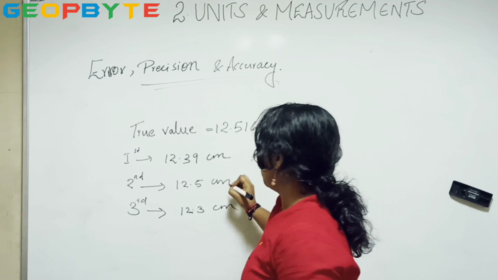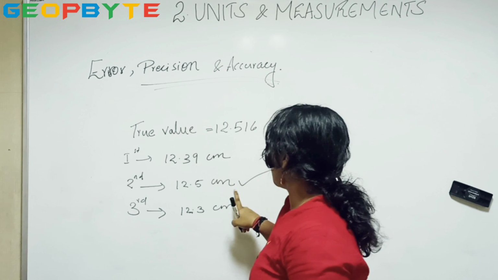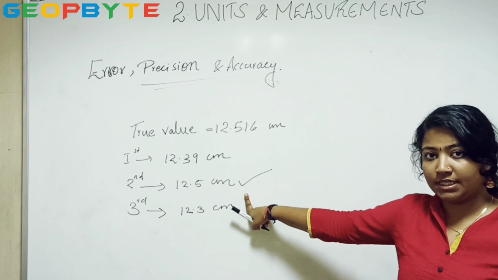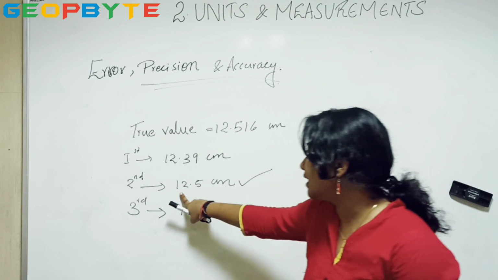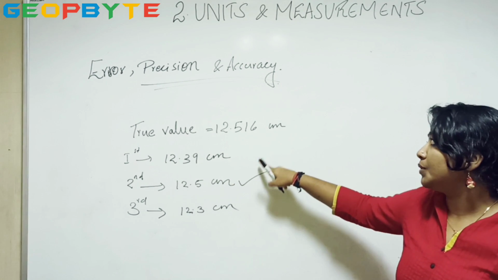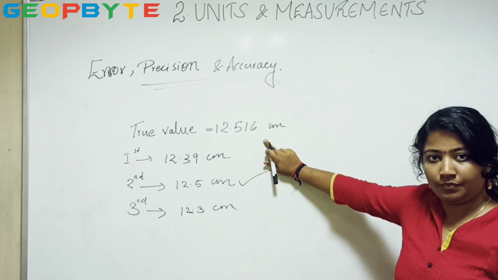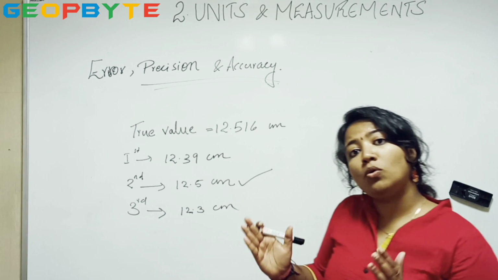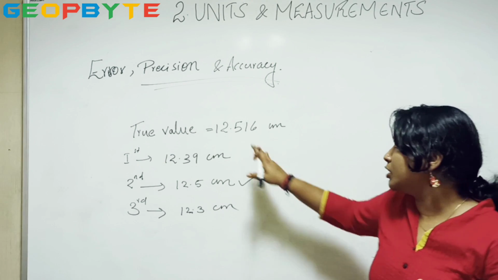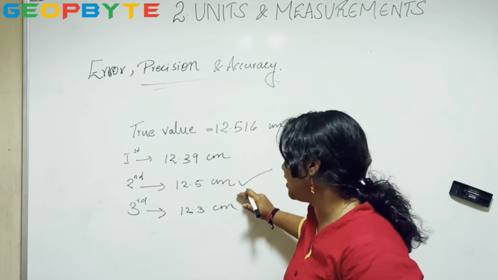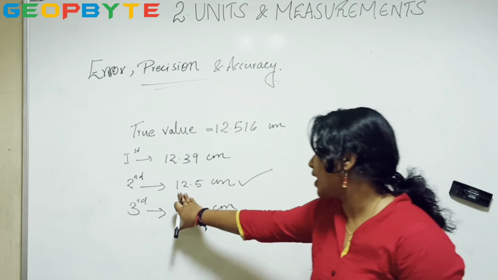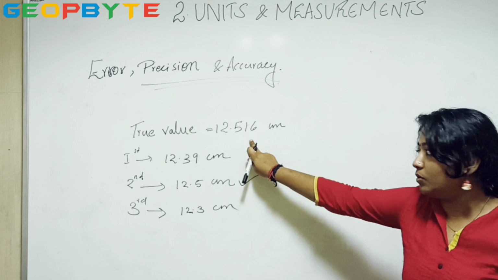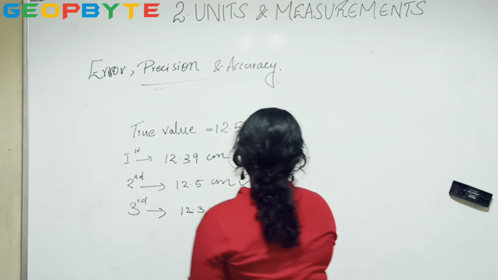Among these 3 people, who will be more accurate? The one who got 12.5 centimeter will be more accurate. Why? Because this is close to the true value. Accuracy tells us how close our value is to the true value. Among the 3 measurements, 12.5 centimeter is closest, so this is more accurate.